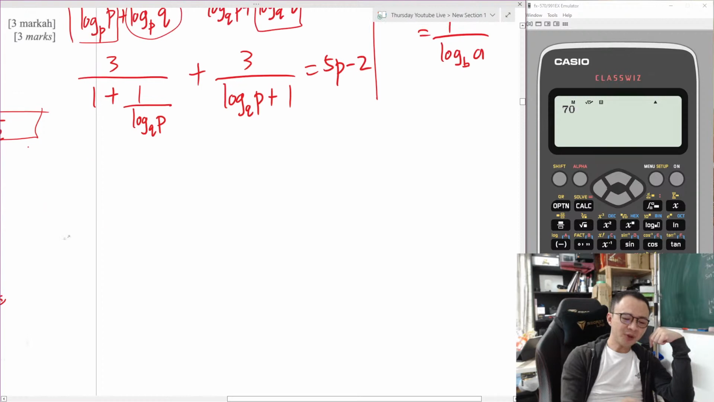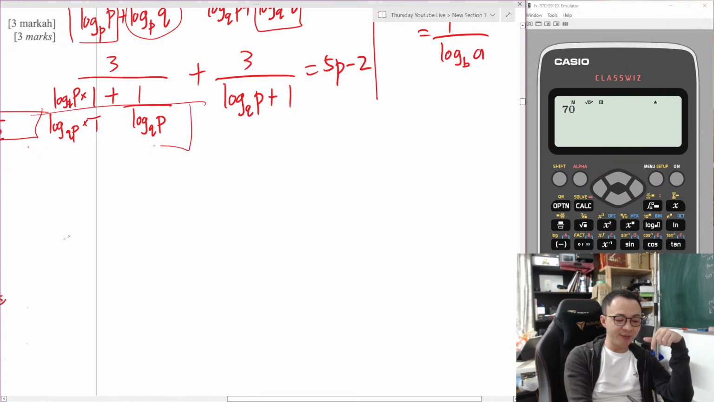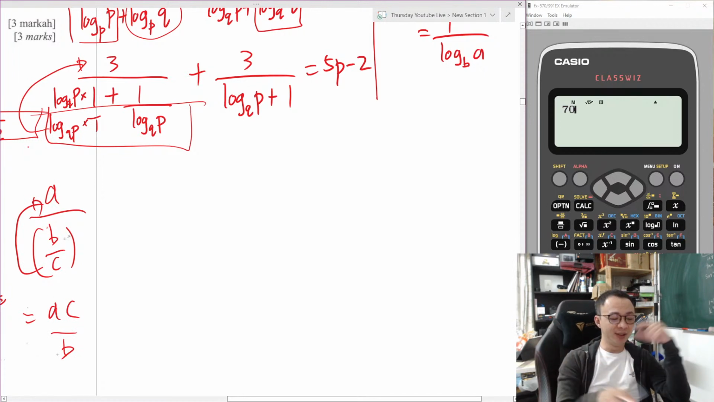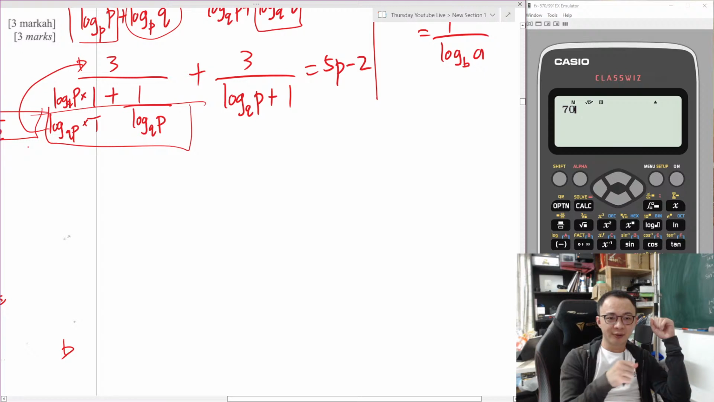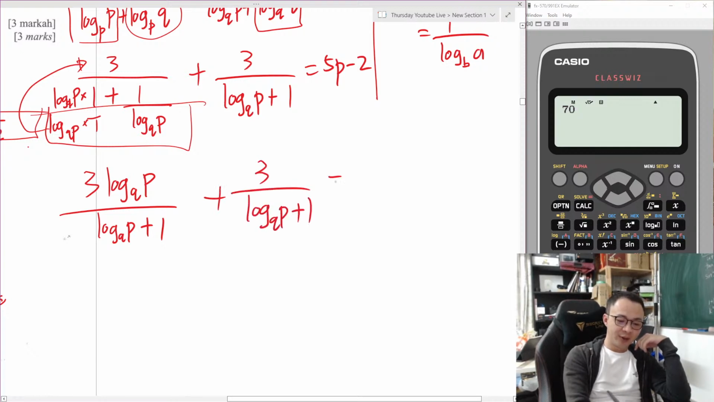Alright, so here, what I want to do next is group this denominator, and this is over 1. So here I make the same denominator, log QP, log QP. After I multiply log QP for the top and bottom, they have the same denominator, then I can throw these denominators to the top, because A divided by B over C is actually equals to AC over B. Based on this logic, I will straight away throw that one beside the 3. So this one I will get 3 log QP over log QP plus 1 plus 3 over log QP plus 1 equals to 5p minus 2.